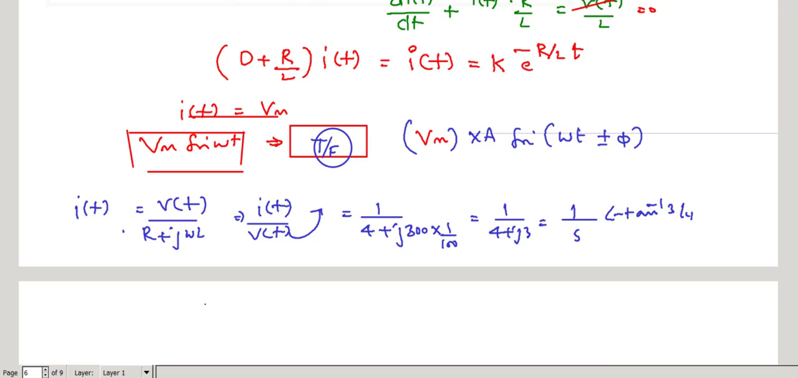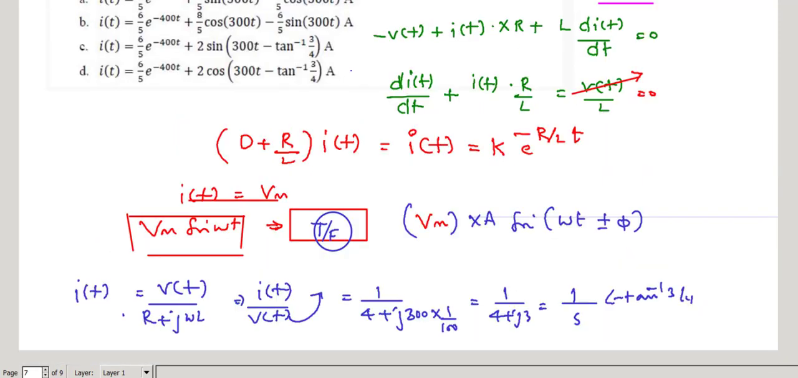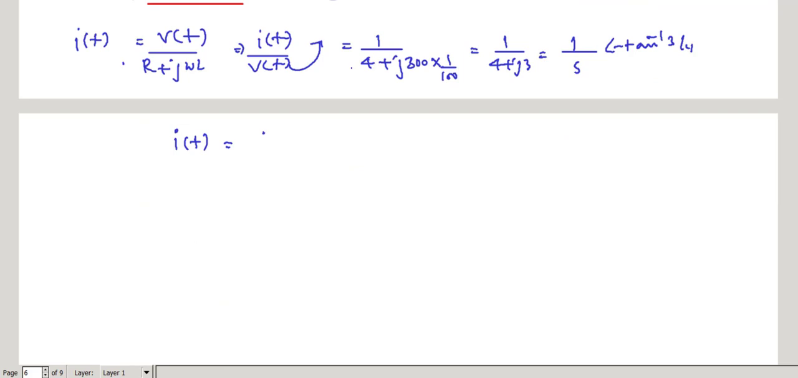Now the response consists of i(t) with Vm. The question is given as 10 sin omega t, right? So 10 by 5 sin of omega t minus tan inverse 3 by 4.